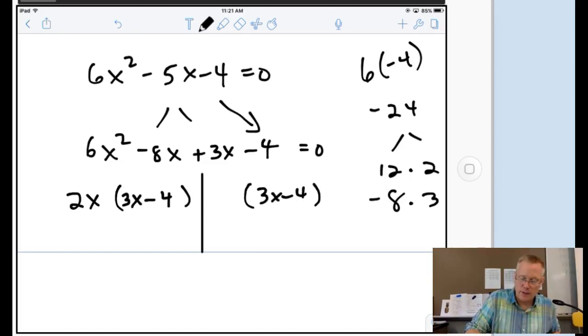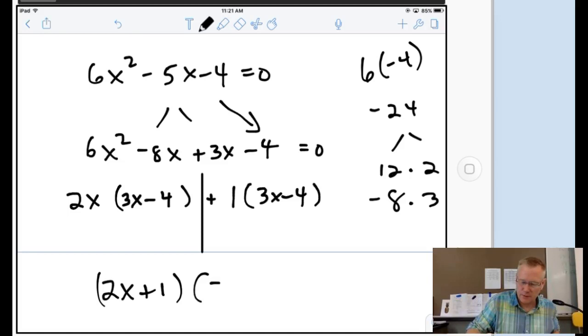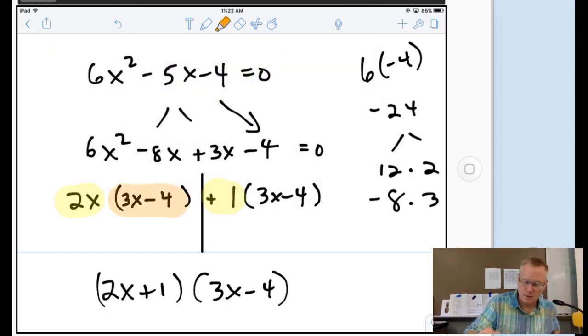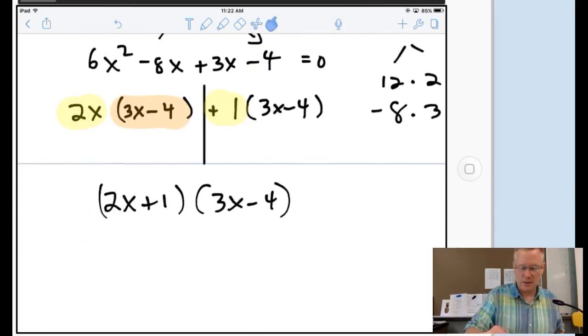3x minus 4. There's really not much I can pull out, but you can always pull out a 1. And it's actually important to pull that 1 out because when I'm writing down my two sets of parentheses, I don't want to just have 2x in one of them. It's got to be 2x plus 1, remembering that what's outside the parentheses is one of the things I'm going to write down here, 2x plus 1. The other one will be what's inside the parentheses, 3x minus 4. Since my parentheses matched, that was good.